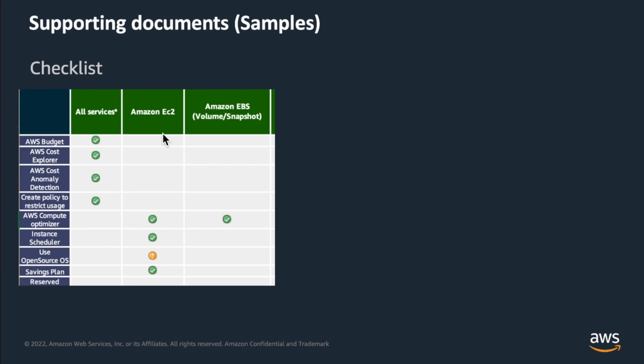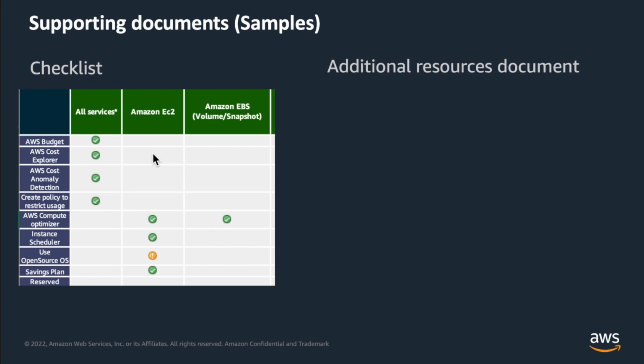For example, you will be able to filter by only EC2 and see all the tools you can use for EC2. For instance, as a brief example, you could use Compute Optimizer, Instance Scheduler, Open Source OS, and Savings Plan. And there's a bigger list on the bottom, but you're going to have access to the spreadsheet so you can use it for yourself and take advantage of this.